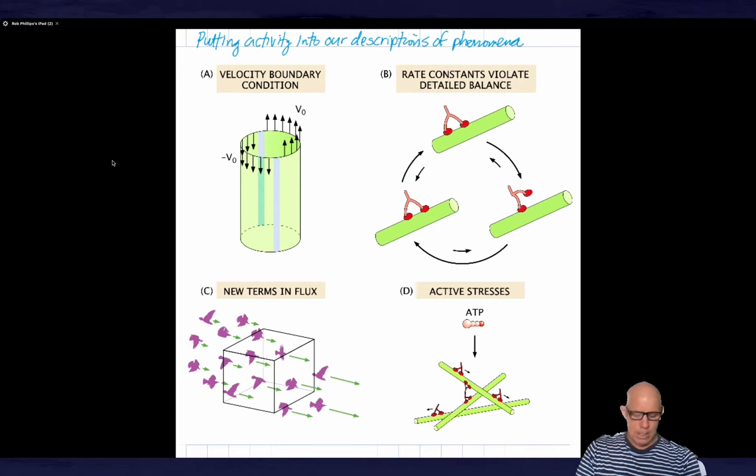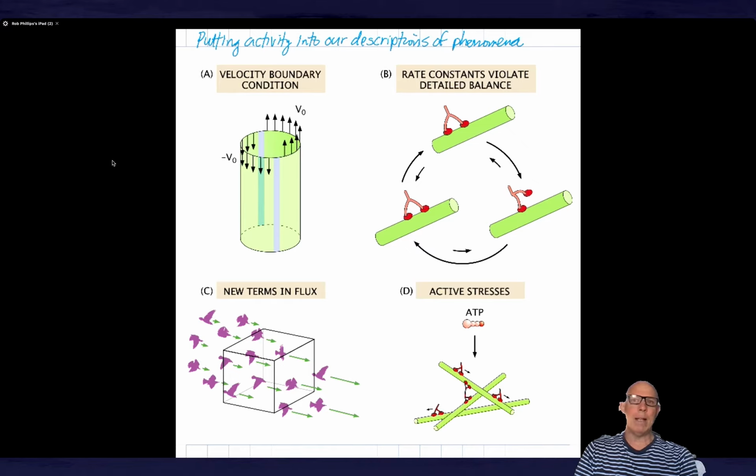As you can see, the current example is going to involve velocity boundary conditions. So, that's basically from the external world putting in a perpetual motion machine. I can harvest the velocity in order to lift weights and things like that. So there's clearly activity, but we're kind of dodging that question by letting it take place just by virtue of the boundary conditions. The next example, which I'll talk about also, is that the rate constants violate detailed balance.